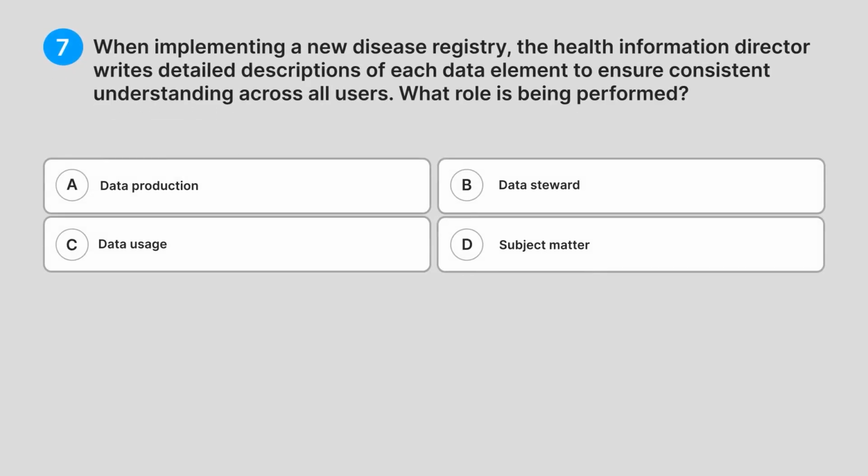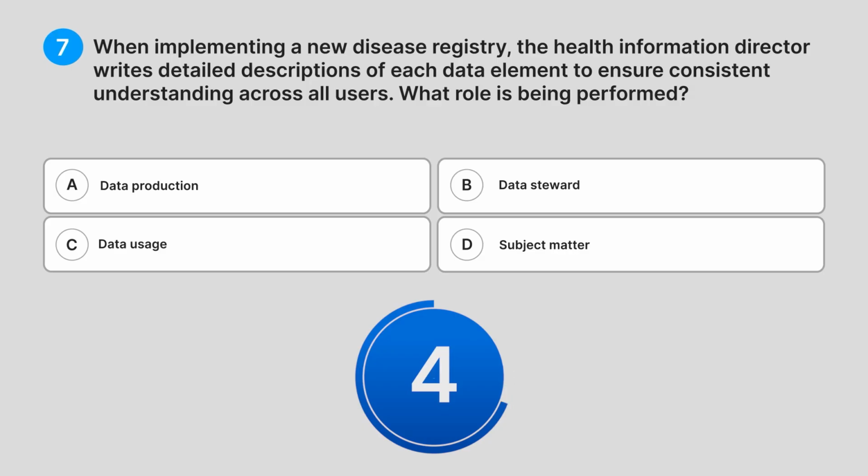7. When implementing a new disease registry, the Health Information Director writes detailed descriptions of each data element to ensure consistent understanding across all users. What role is being performed? A. Data production, B. Data steward, C. Data usage, D. Subject matter. Can you guess the answer?